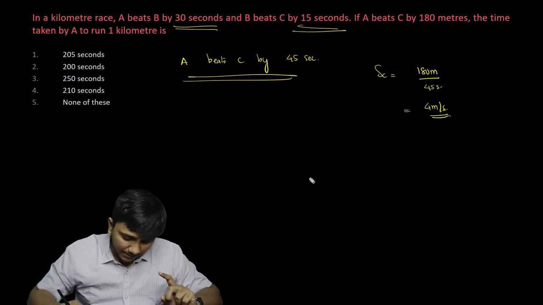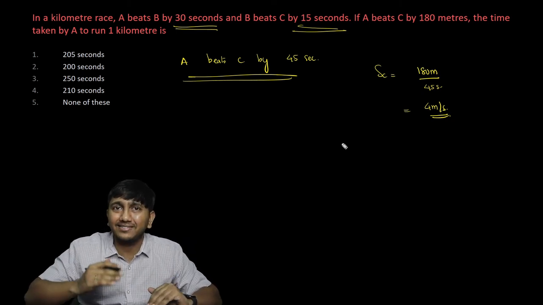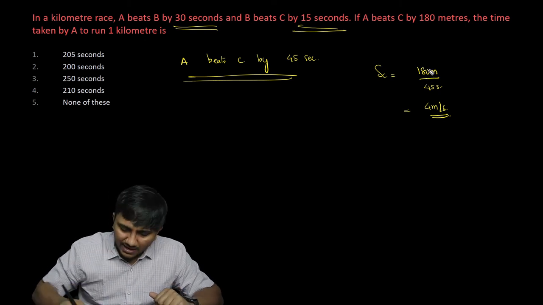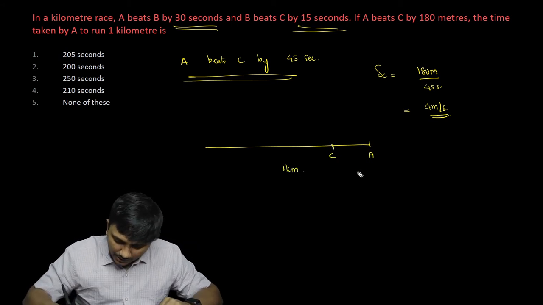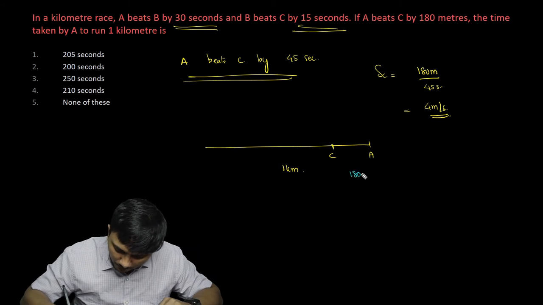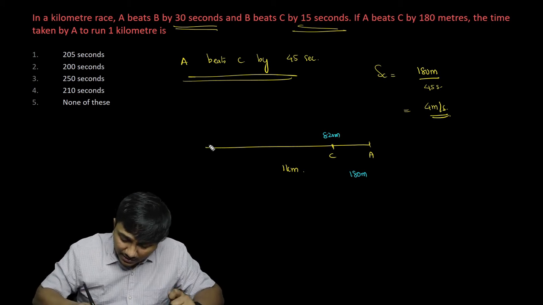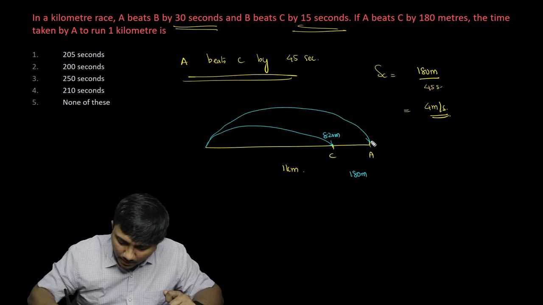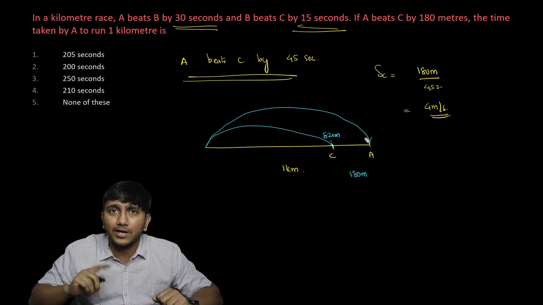The question is the time taken by A to run 1 kilometer. First let me find out the time taken by C to run 1 kilometer minus 180. That will be the same time that A will take to run 1 kilometer. So if this is a 1 kilometer race, C is somewhere here, A is somewhere here, and they are separated by 180 meters. So C would have traveled 820 meters. In the same time that C travels this 820, A would have traveled 1 kilometer. So if I find out how much time C will take to travel 820, that is the same time that A will take to travel 1 kilometer.